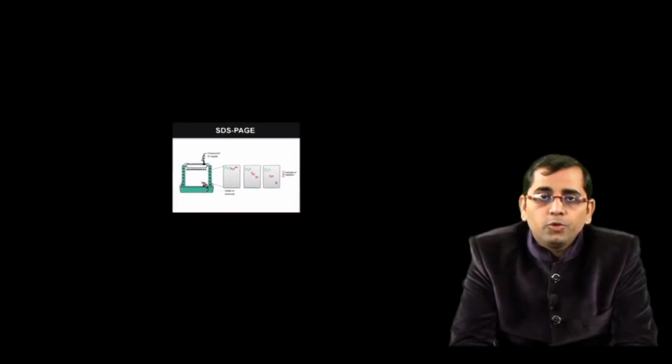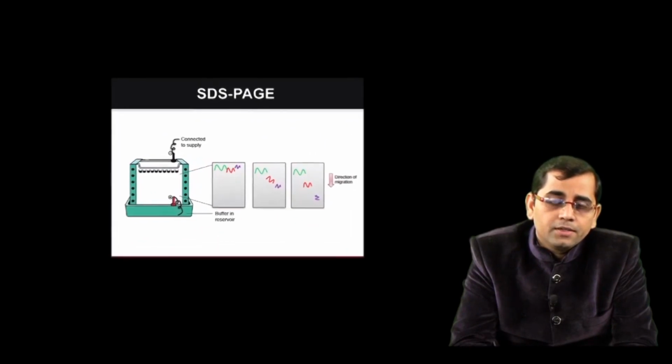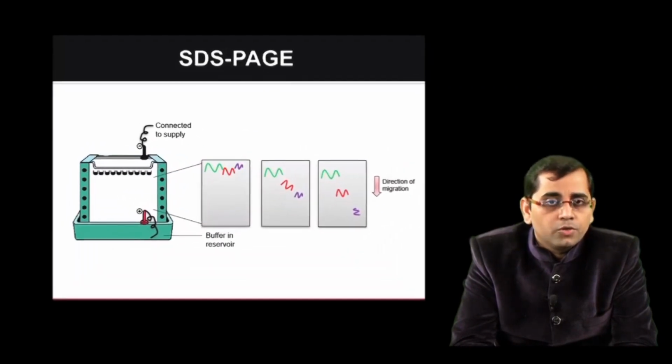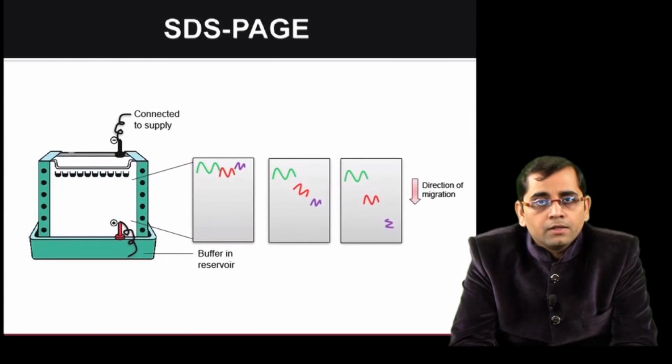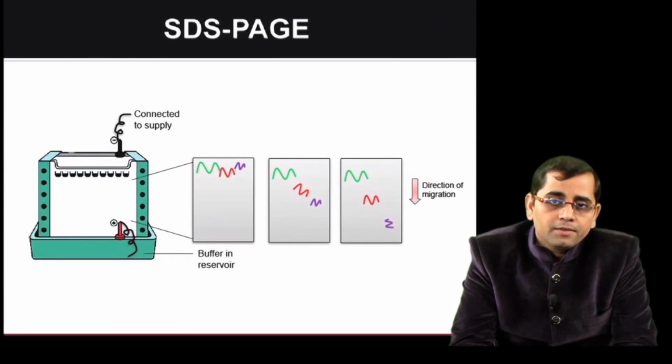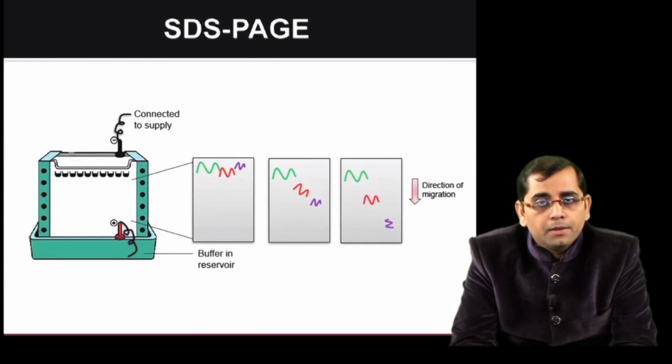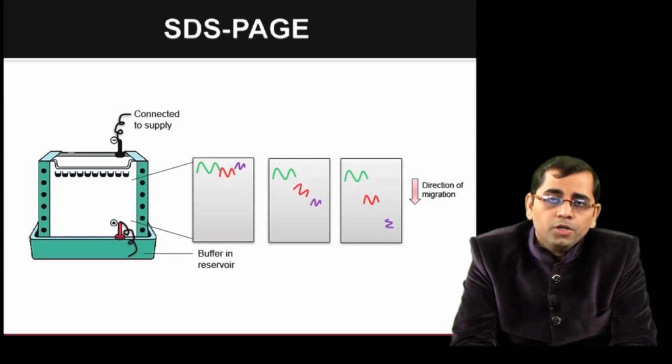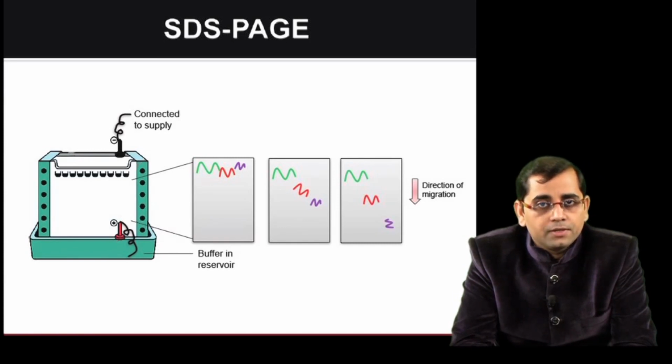Fifth lecture of week 2 will focus on SDS-PAGE gel, where proteins get separated on the basis of their molecular weight. The low molecular weight proteins having high mobility migrate further through the gel, and high molecular weight proteins remain close to the point of application.